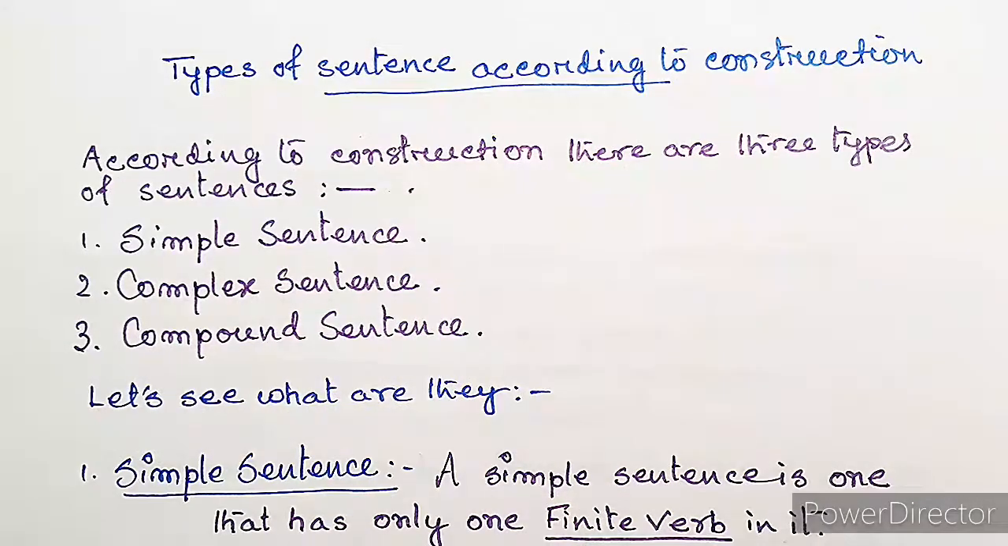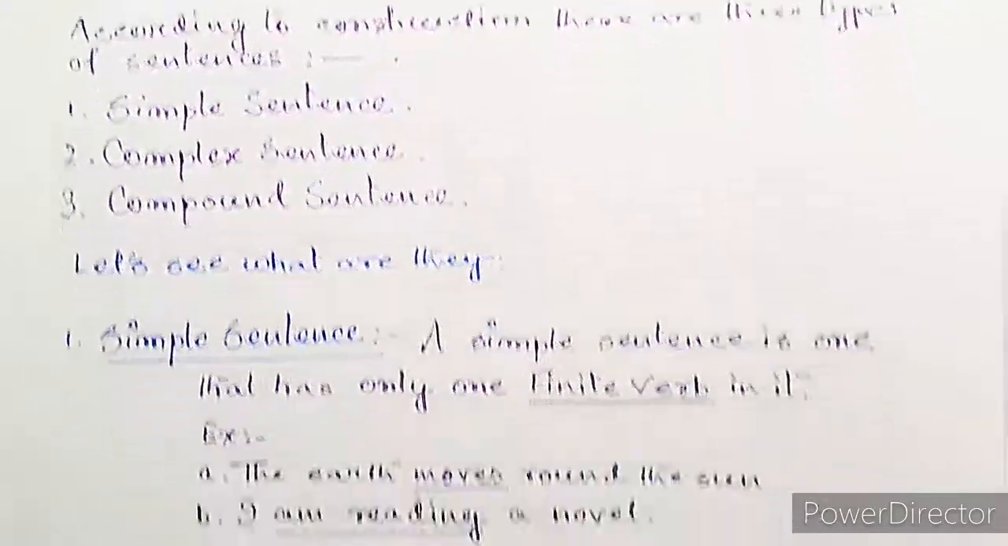Now let's see what are the types of sentences according to the construction. According to the construction, there are three types of sentences. One is simple, number two is complex, and number three is a compound sentence. Let's see what they are.